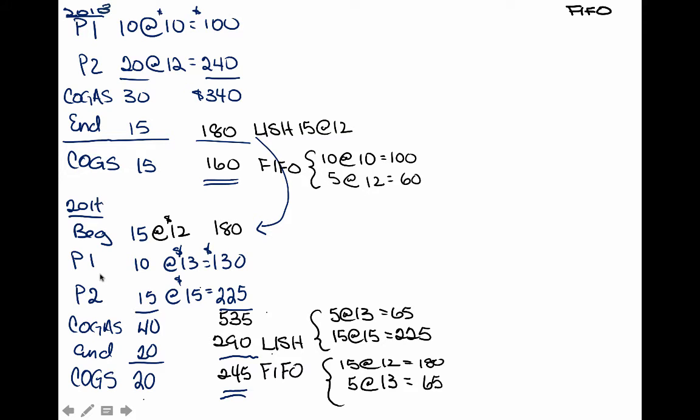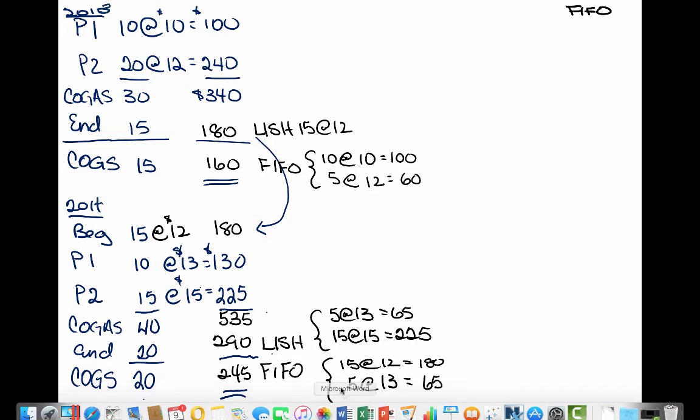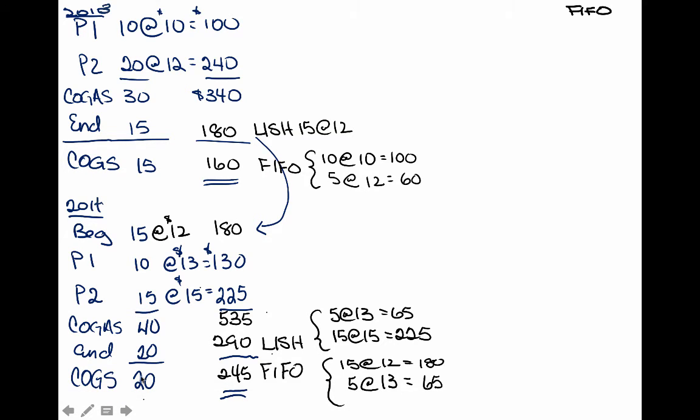During 2014, we buy 2 more layers of inventory. So in 2014, we have 40 units available at a total cost of $535. We now have to assign that $535 to either ending inventory or cost of goods sold. FIFO says the first ones in are the first ones sold. If I sold 20 units, I must have sold the 15 at $12 and another 5 of the $13 layer. So cost of goods sold will be assigned $245.